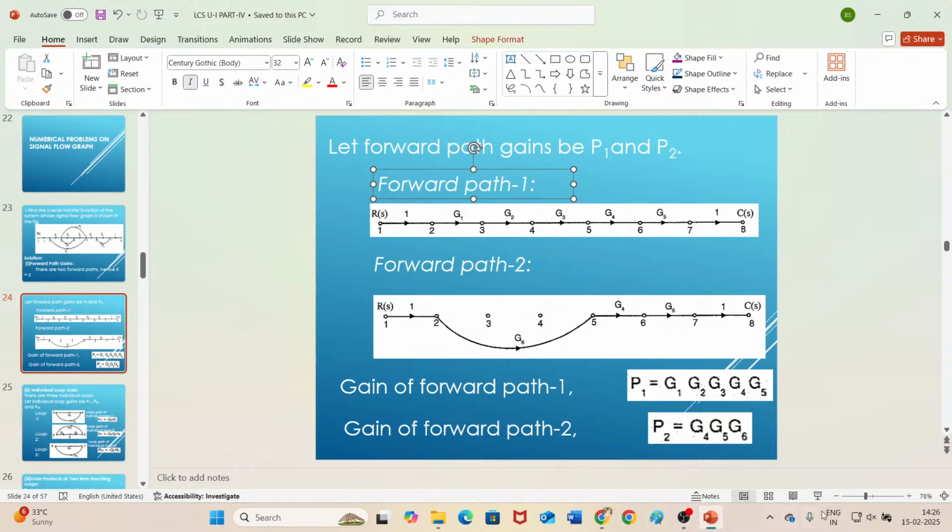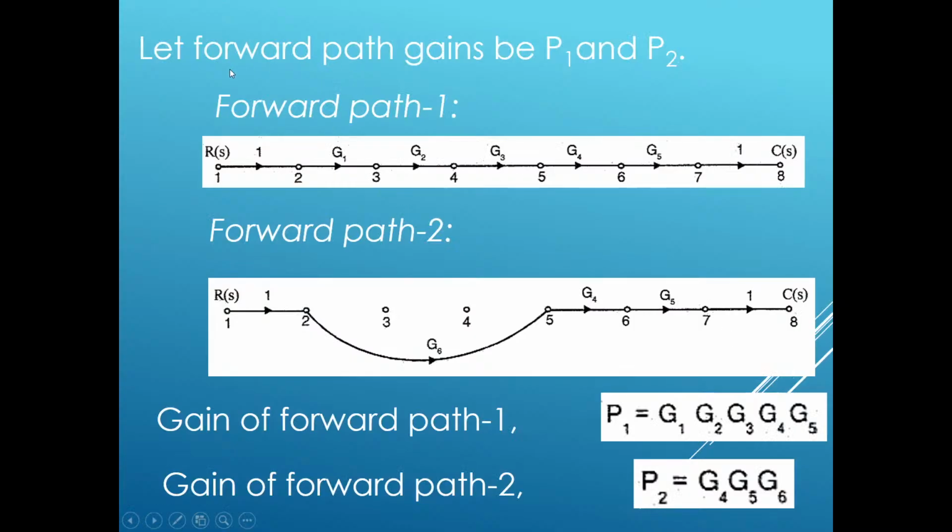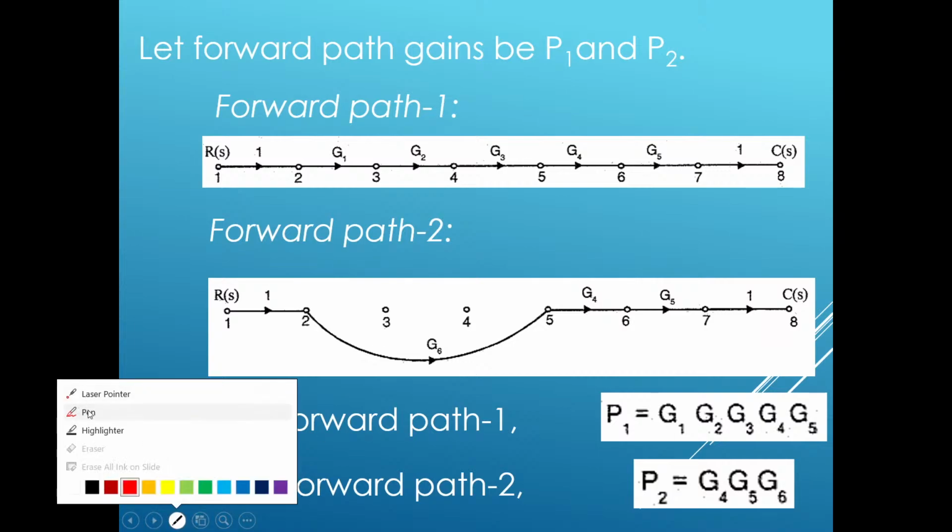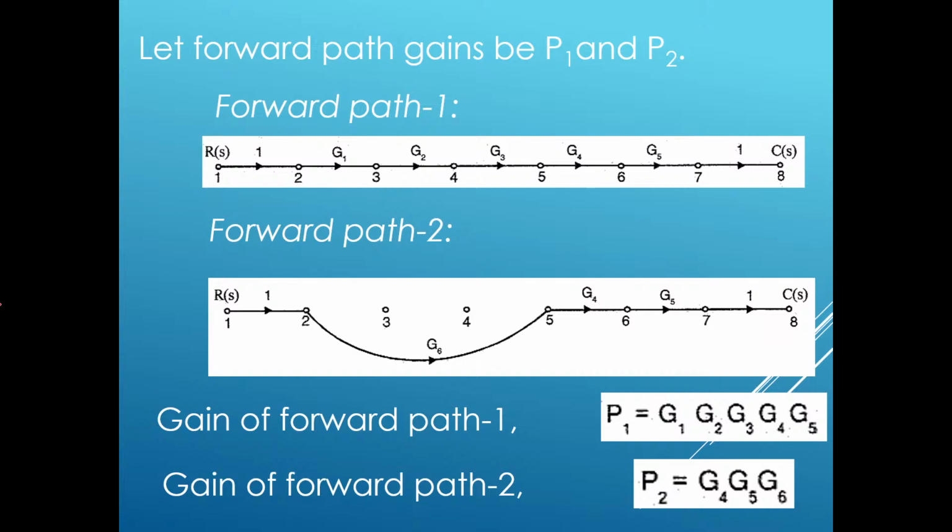Okay, so this is forward path gain. Let us assume the notations: P1 is the first forward path gain, and P2 is the second forward path gain. Our first forward path is where the signal travels from node 1 to node 8 directly. The second forward path is where the signal travels from node 1 to node 2, from node 2 to node 5, and from node 5 to node 8. So this is our second forward path.